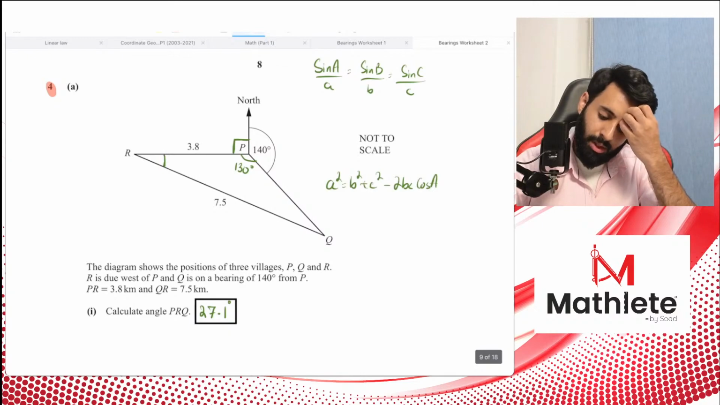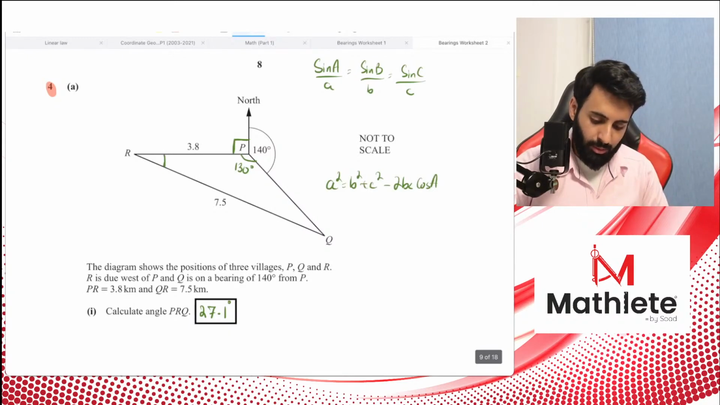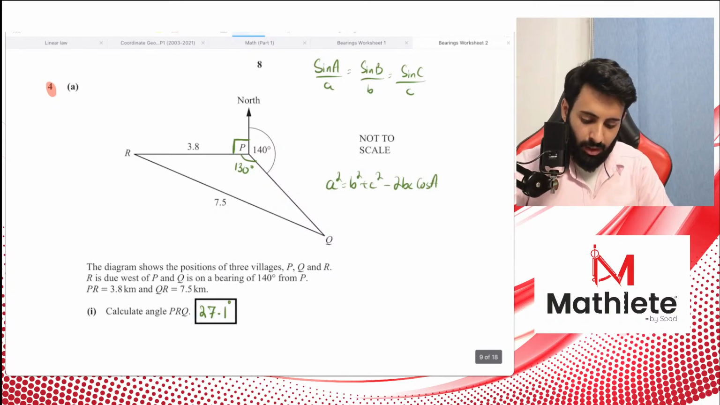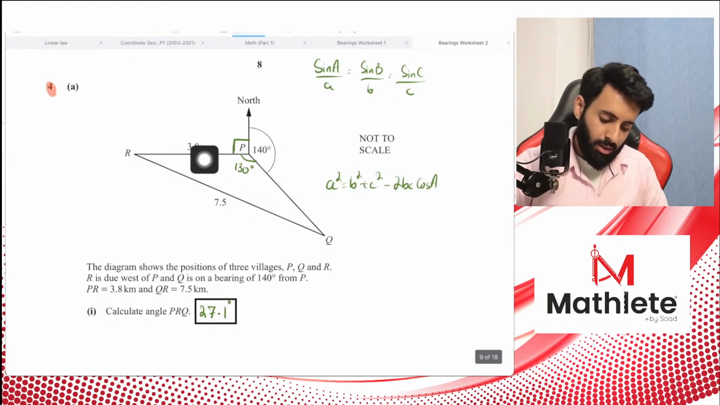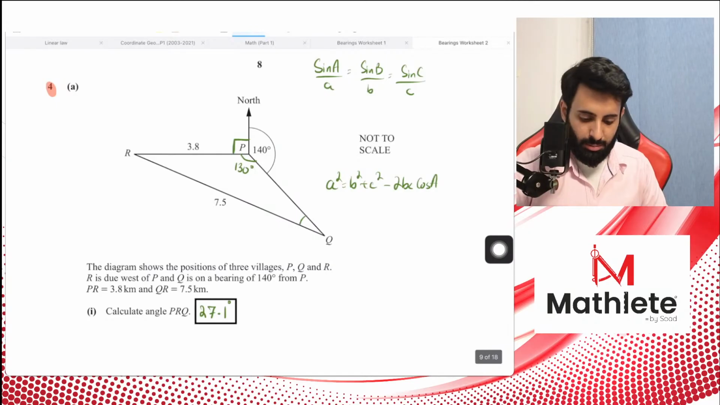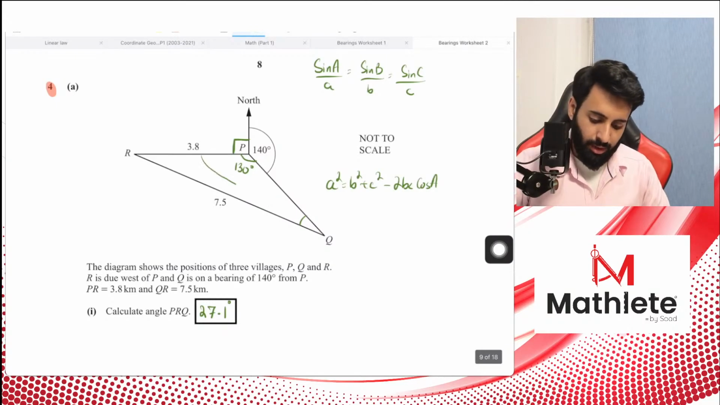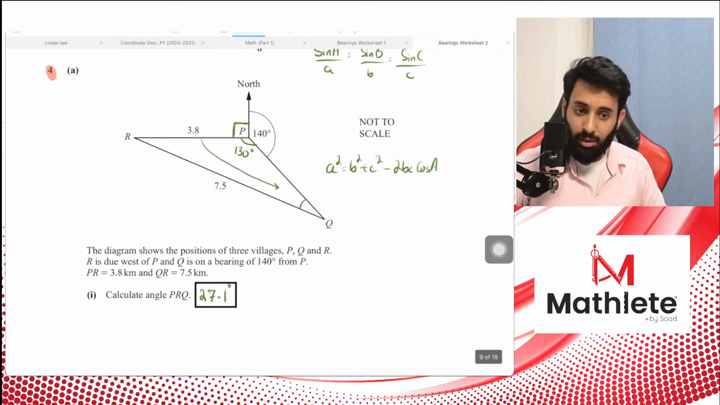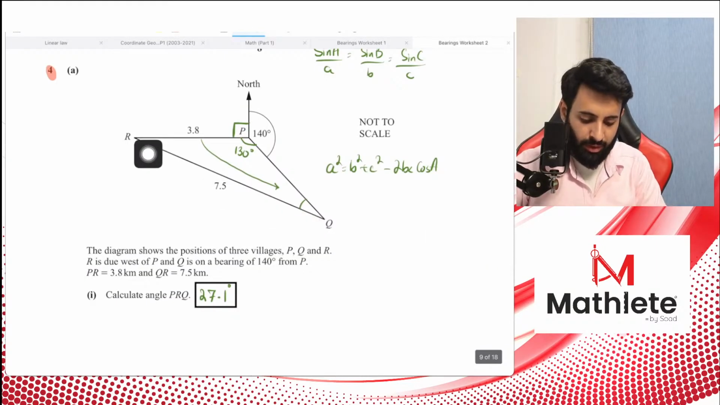Now we're not going to be able to work out this angle directly, but since we have a length and an angle opposite to it, and we have another length, but not the angle opposite to it, we can use sine rule to find out angle Q. You may be wondering why we're working out angle Q and not R, because that's what the question is asking for. That's because we don't have the length that's opposite of R.